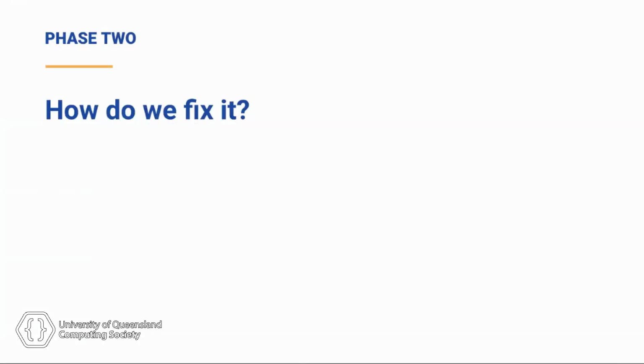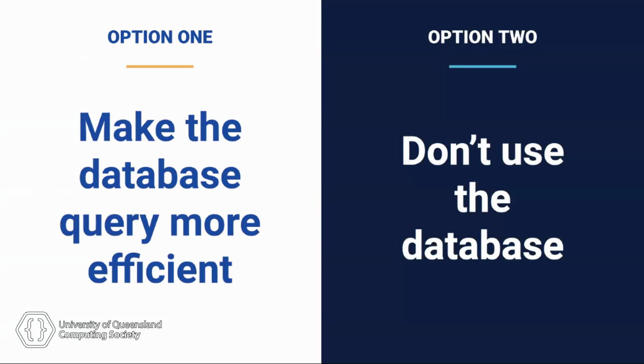So phase two, how do we actually fix it? We had two different options. The first option was to make the database query itself more efficient. And the second option was don't use the database. Try and find a different way to do it. And we actually did both. The first thing we did was to make the database query more efficient. But once that was done, it was only meant to be a temporary fix while we spent time working on option two.